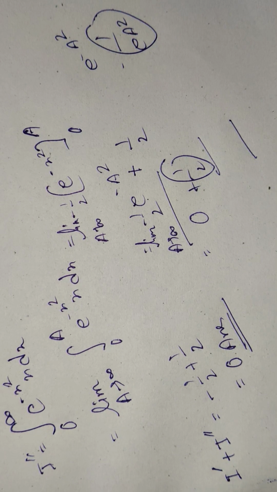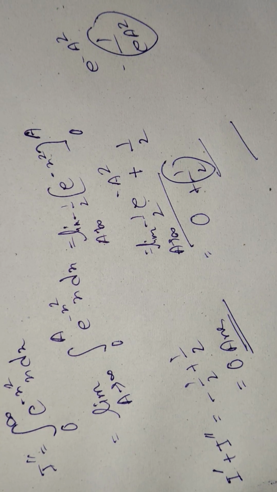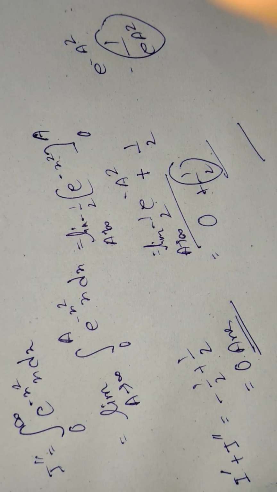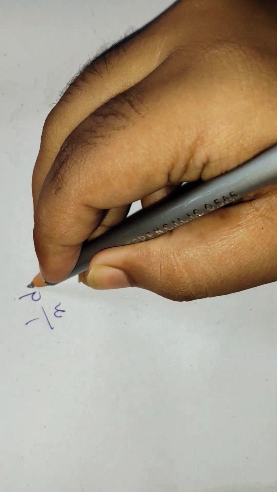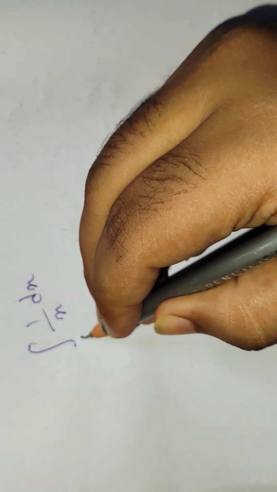Let's move on to the next question, where we will talk about type 2. In type 2, we will deal with a function which is, let's say, 1 by x dx from 0 to 1.